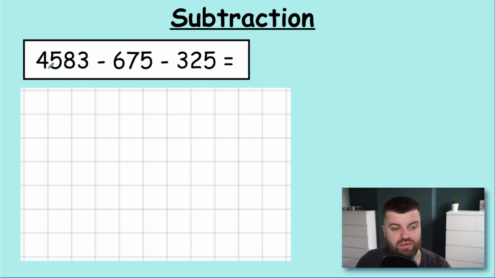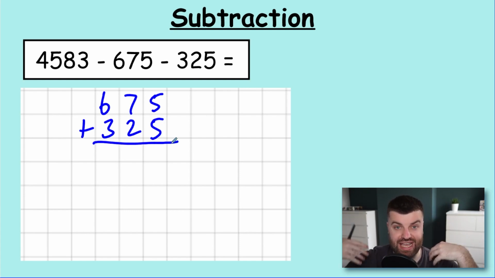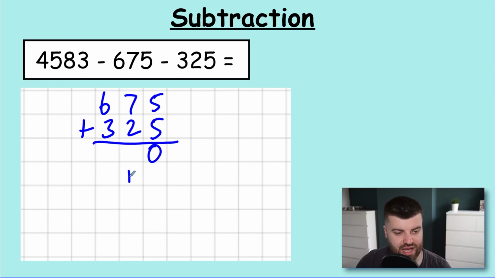Now you could do 4,583 take away 675, get an answer, and then take it away again. That's fine. That will get you the right answer. What I like to do, if I'm taking away 2 chunks, I like to find out the total that I'm subtracting. So I actually have to add them together. If I do 675 plus 325, that is the total amount that I will take away at the end. So 5 plus 5 is 10, 7 plus 2 plus 1 is 10, 6 plus 3 plus 1 is 10, and now look why this might be more efficient sometimes.